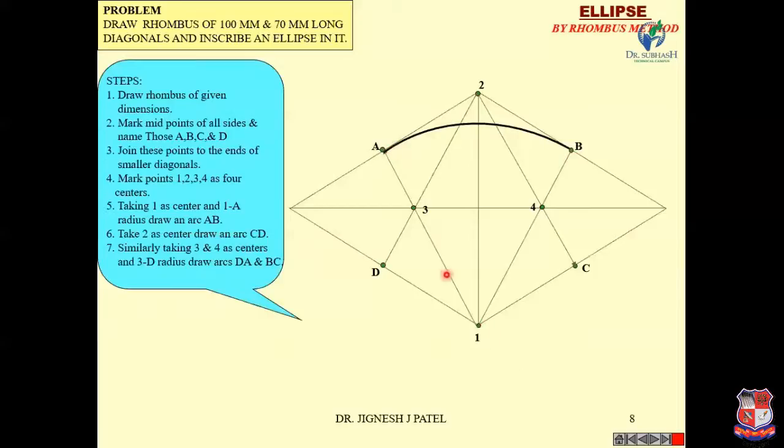Similarly, with 2 as center and radius equal to 2C, draw another arc. Now with center 3 and radius 3A, draw an arc, and also with center 4 and radius 4B, draw an arc. So this method is known as the rhombus method, or we can say the 4 center method.